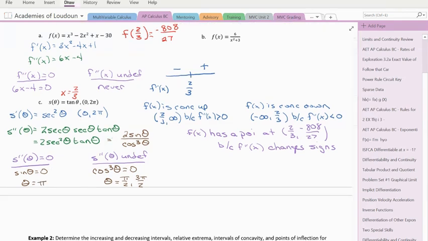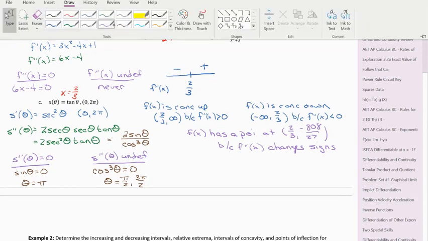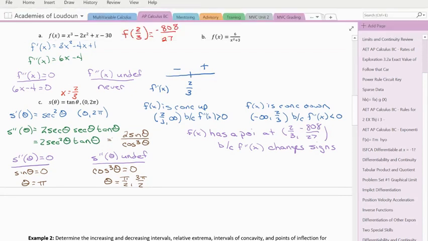Okay, so now that we have our possible points of inflection, we're going to go ahead and put our number line in here. And we have pi over 2, pi, and 3 pi over 2. And again, we know that our domain is restricted from 0 to 2 pi. And this is s double prime of theta.